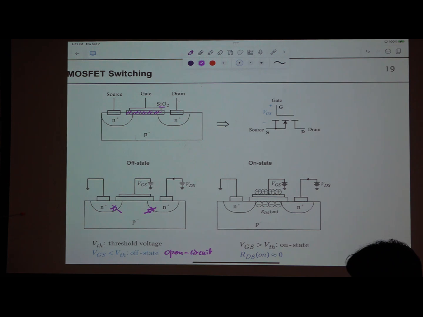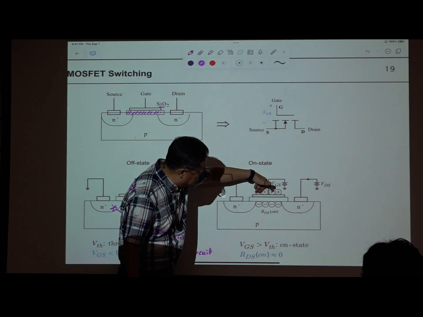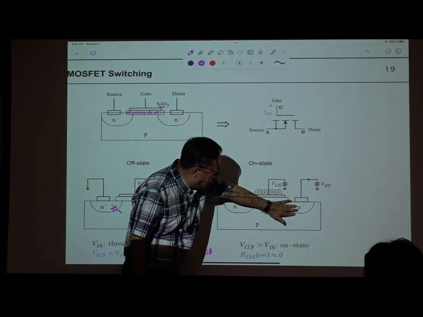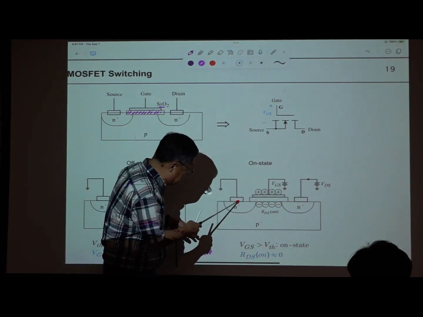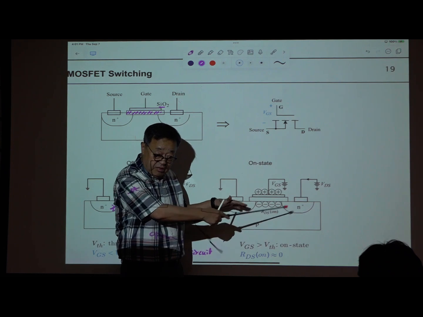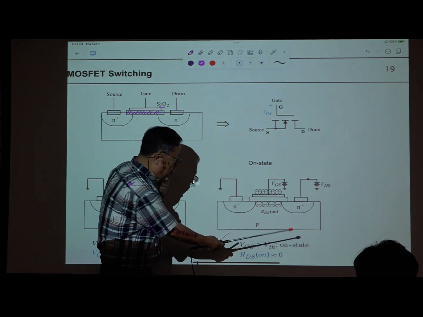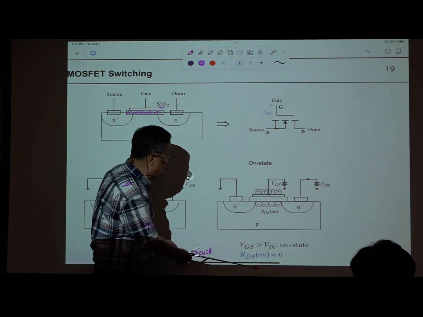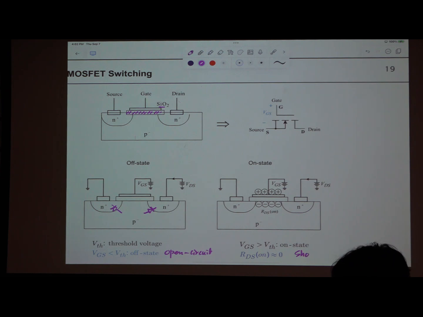If this voltage is increased beyond the threshold voltage, then this positive charge will attract electrons from the N-doped region, so it creates a channel. Now current can pass this way, and it can also pass the other way. So basically, this is a bidirectional switch, but later on we'll be using this device as a unidirectional switch. When the gate-source voltage is larger than the threshold voltage, RDS(on) is very small, typically tens of milliohms, so it behaves as a short circuit.